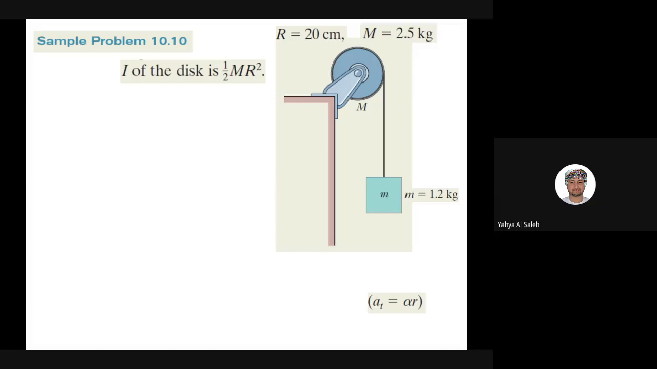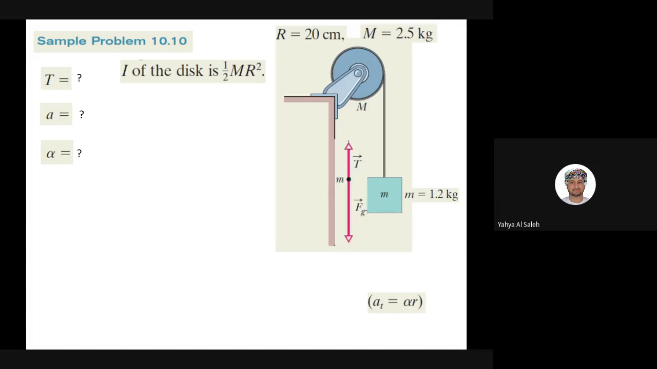Let's start. We have the mass of the rotating disc is 2.5 kilos. Mass of the block is 1.2 kilos. Radius of the rotating disc is 20 centimeters. From our list in the book, we know the moment of inertia of a solid disk is half m r squared. We want to know the tension, we want to know the linear acceleration of the massive block, and the angular acceleration of the rotating disk.